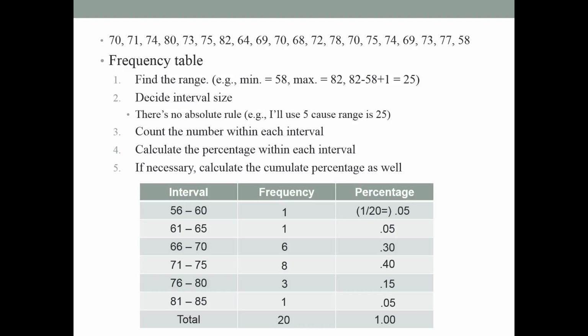Now, if necessary, you can calculate a cumulative percentage as well. So for example, you will add another column and say cumulative percentage. Now the first one is still 0.05, but the second cell you're going to say 0.10 because it's these two combined together, and then the third will be 0.4, right? Because it's these 3 added together, and so on and so forth.